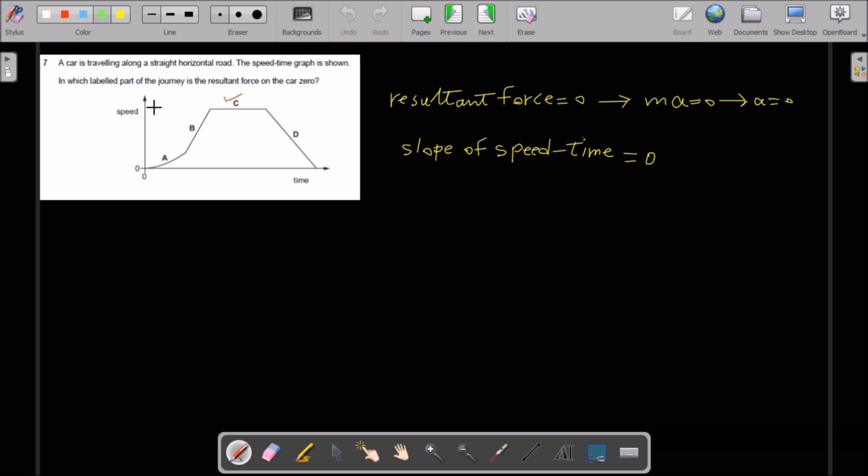In this question, it is asked in which labeled part of the journey the resultant force on the car is 0. When resultant force is 0, MA is 0, which means A is 0. When A is 0, the slope of a speed-time graph will be 0. That's why C will be right, because in C the slope is 0.